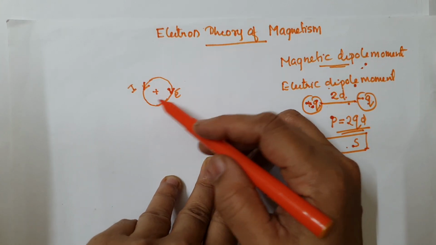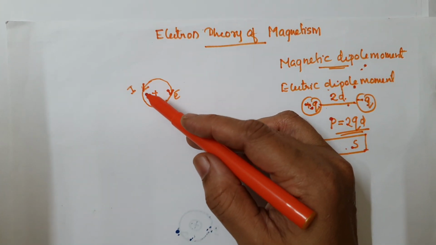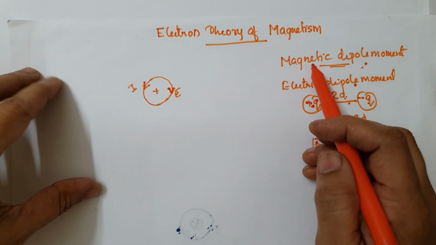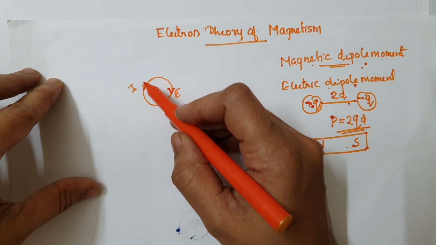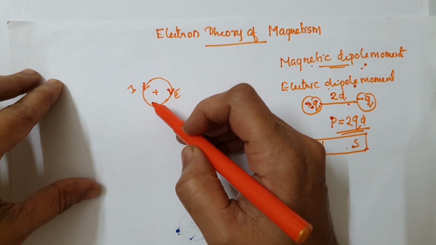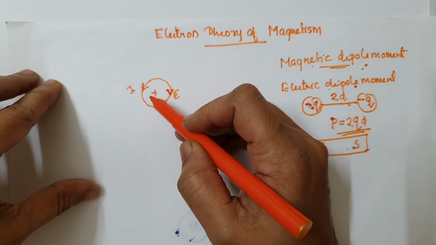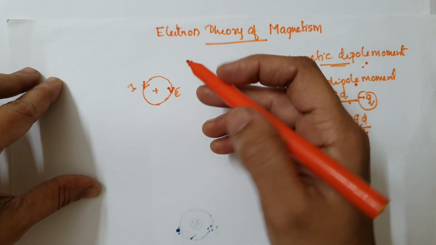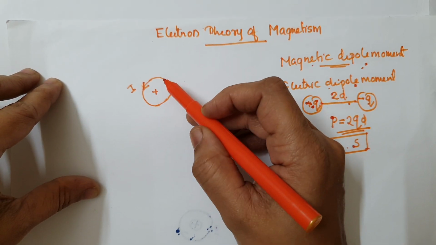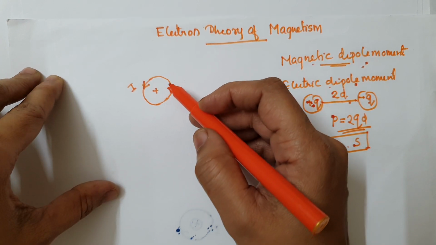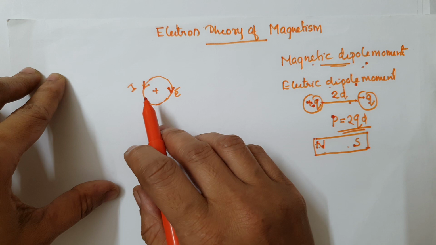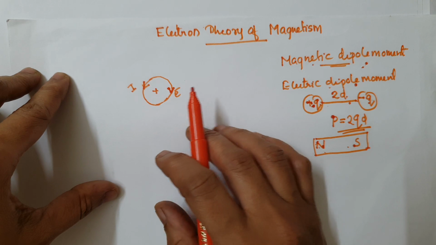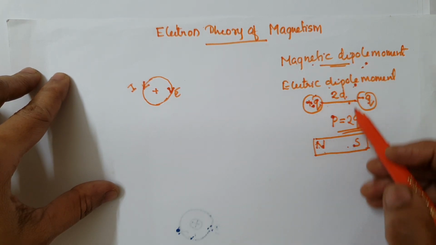Here also, when a current flows through a circular path, it produces a magnetic moment. When the current flows in the anti-clockwise direction, this face is equivalent to a north pole and the other side is equivalent to a south pole. Hence two unlike poles separated by a distance form a magnetic dipole, and a magnetic dipole moment will be associated with it, just like an electric dipole and electric dipole moment.